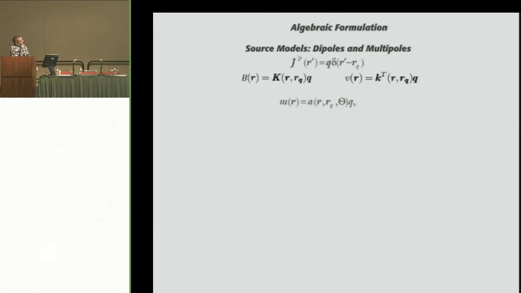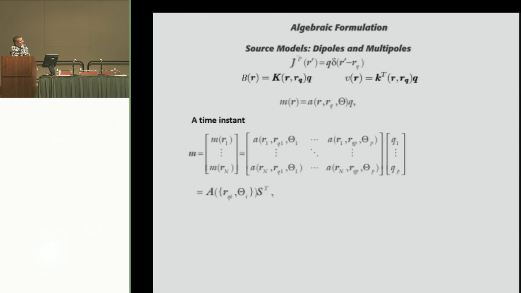I'm using the notation that this is my observation. M could be B or could be V, so it's just general notation, and this A is the lead field, and this is the source. So what happens is I have multiple sources, now 40,000 of them. I just put them in a column. Each is a vector of 3 components, so this is going to be 3 times the number of dipoles that you have.